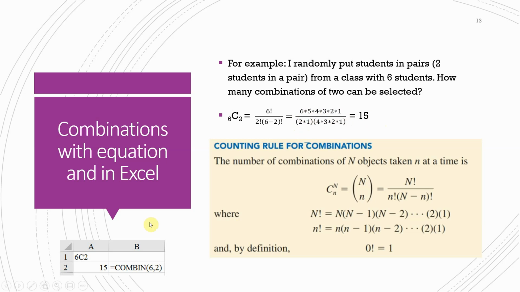Another big shortcut is just do it in Excel. So Excel has a combination function. So it's just combin. And then you have big N, little n. So if you plug that into Excel, you will get 15. So that's really the gist of combinations. So in the next video, we will talk about permutations.